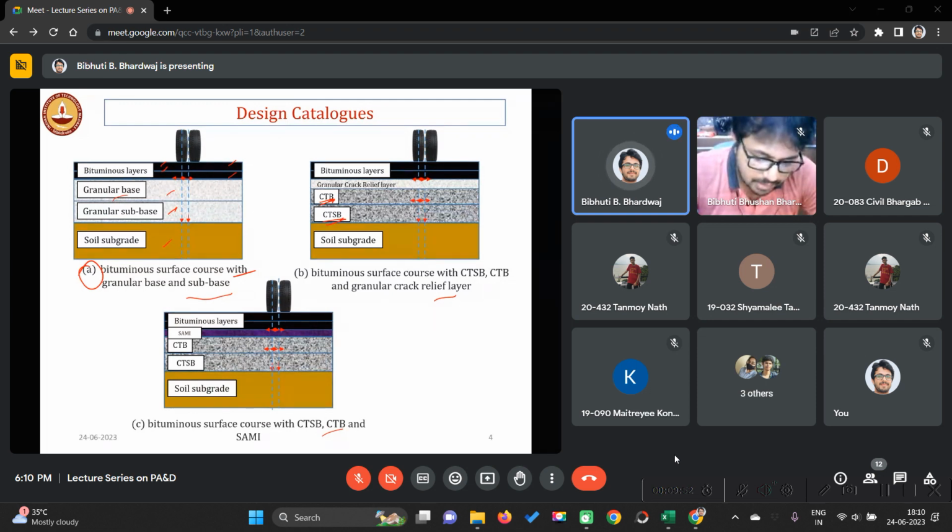Why are we introducing this kind of option? This is a traditional one, right? So why are we introducing this kind of design catalog? Because we need to make the layers thinner, and the layers can be made thinner only if these layers are stiffer, right? Only if these layers are stiffer can we afford to have thinner layers.